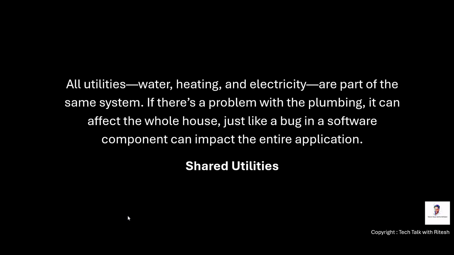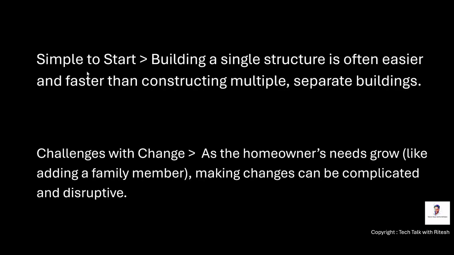Just to remind, we are discussing monolithic architecture right now. All utilities, water, heating and electricity, are part of the same system. If there is a problem with the plumbing, it can affect the whole house, just like a bug in a software component can impact the entire application. Now what we learned? Simple to start. Building a single structure is often easier and faster than constructing multiple separate buildings, right? The challenge is with change. Simple to start, but with challenges with change. As the homeowner's needs grow, like adding a family member, making changes can be complicated and disruptive.